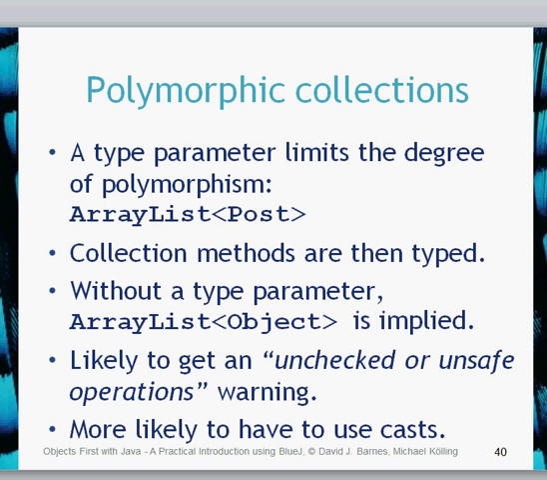A type parameter limits the degree of polymorphism. Previously we had ArrayLists of type MessagePost and type PhotoPost. However, we're going to go one up in the hierarchy now, and we're going to have an ArrayList of type Post. So that means we can't have any object stored in it, because Object is a supertype of Post, but any subtypes of Post we can have. In our inheritance hierarchy, we've defined that MessagePost and PhotoPost are subtypes of Post, so we can store those in that particular ArrayList.